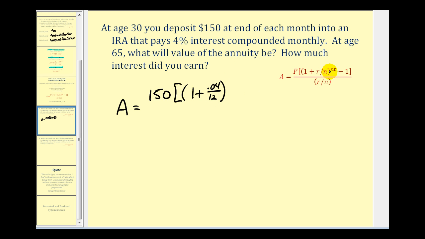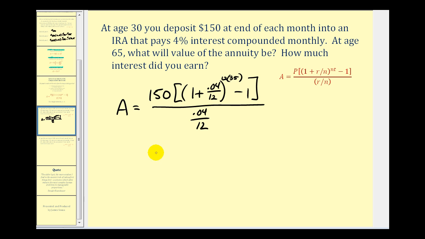And raise this to the power of N times T, where N is the number of compounds, that's 12 per year, and T is the number of years. Well, from 30 to 65, that'll be 35 years. Minus 1, there's our numerator. I'm going to divide this by R divided by N, where R is 0.04 and N would be 12.